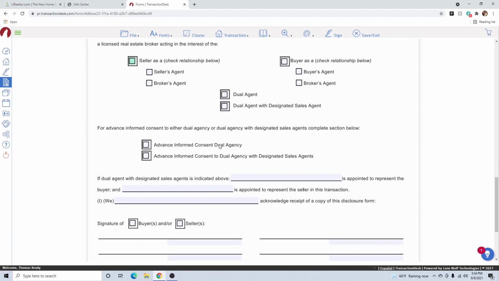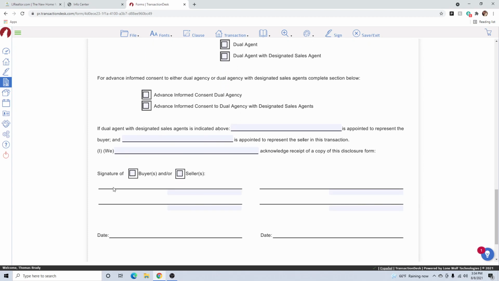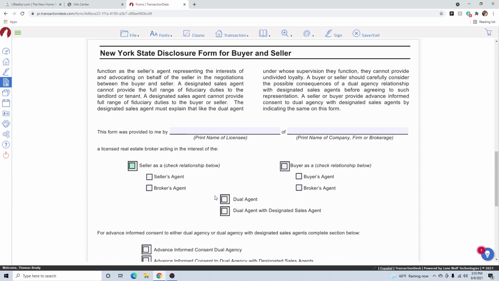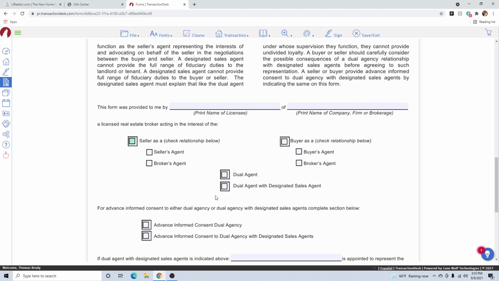Now say they refuse to sign. You cannot write refused to sign. You have to fill out a refusal to sign declaration by real estate licensee. I'm not going to cover that here, but it'll be a separate paper. So you cannot write refused on this paper. Just keep that in mind. If they refuse, you have to fill out a declaration.